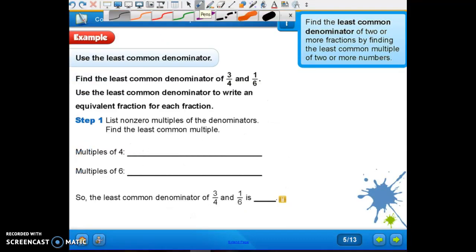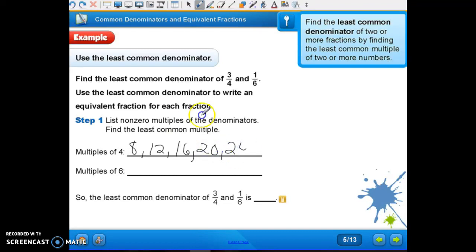Okay, we're going to list the common multiples of 4, 8, 12, 16, 20, 24, and 28. Did I get those? Yep. 6, 12, 3 times 6 is 18, 4 times 6 is 24, 5 times 6 is 30, and 6 times 6 is 36.